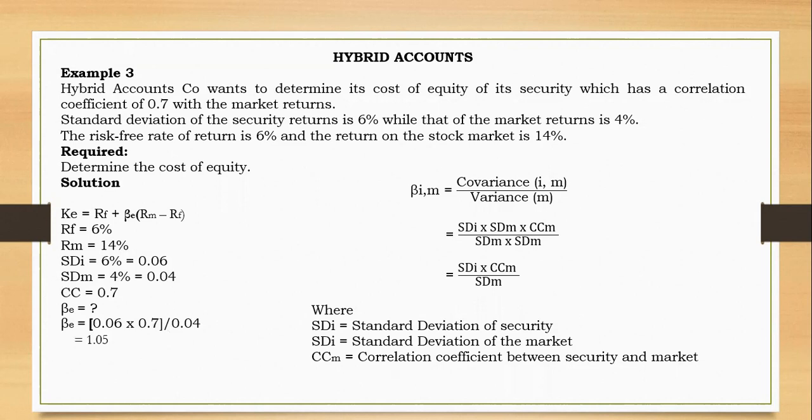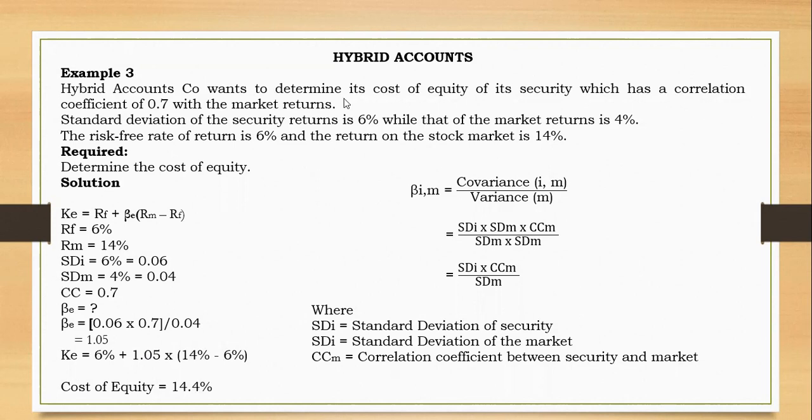So now I have all the information that I need to obtain the cost of equity, and so I will just plug in my values there. The cost of equity would be equal to RF, which is 6%, plus the equity beta, which is 1.05, times the bracket, the excess return on the market over the risk-free rate, which is 14% minus 6%. And this gives me the cost of equity, because 14 minus 6 equals 8, and 8 times 1.05 equals 8.4, plus 6 gives 14.4%. So this would be my cost of equity.